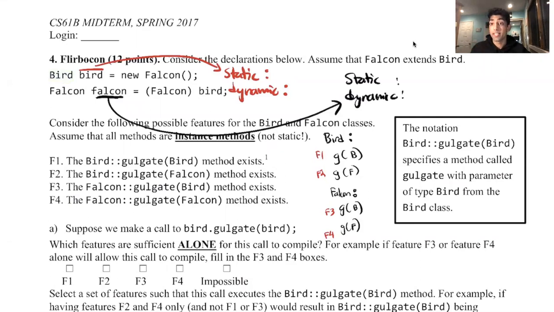When we think about the dynamic type, I like to think about it as what the object actually is. Looking over here, we can see that this bird object is of static type Bird and dynamic type Falcon, because the type of the object is Bird, and it actually is an instance of the Falcon class. Cool. So with that, we could fill in these right here.